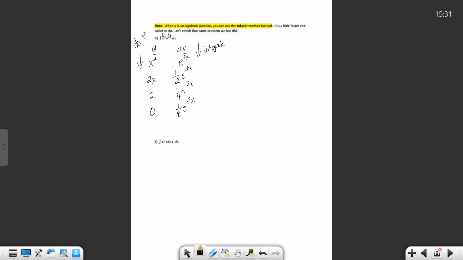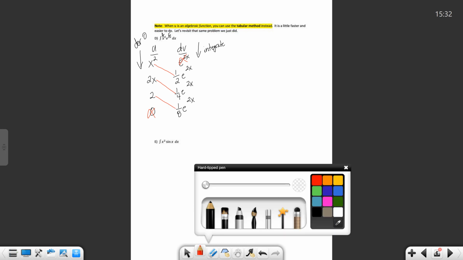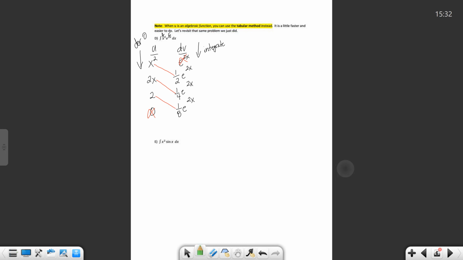Alright, so you got your u column with derivatives all the way down, then you got your dv column that you integrate all the way down, and then this is what you're going to do. I'm going to switch colors. You're going to start here and join them up with a diagonal. That one to that one, that one to that one, that one to that one. So there's never anything that goes with this one or this one. And however many lines, you would just keep going. And then you're going to alternate your signs. You always start with the plus. So on your lines down, that one's a positive, that one's a negative, that one's a positive.